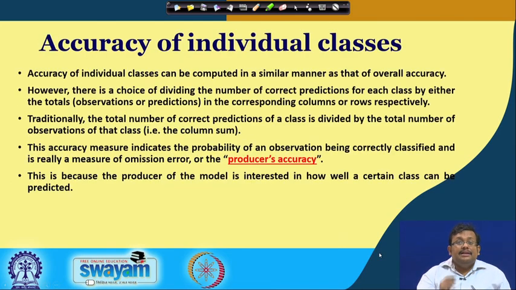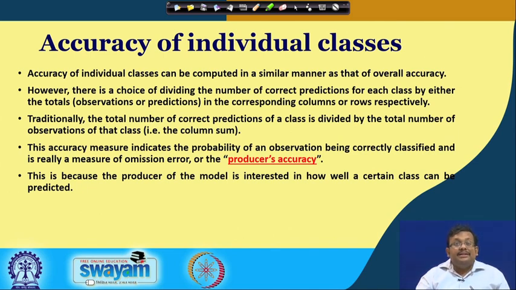The next measure is called producer's accuracy, but before that, let us see other important aspects. Accuracy of individual classes can be computed in a similar manner to overall accuracy. However, there is a choice of dividing the number of correct predictions for each class by either the total observations or predictions in the corresponding columns or rows respectively. Traditionally, the total number of correct predictions of a class is divided by the total number of observations of the class, that is the column sum. We have already got the column sums for individual classes.